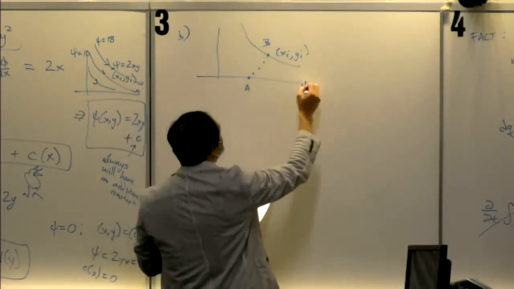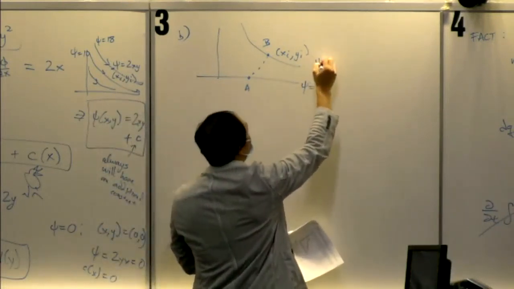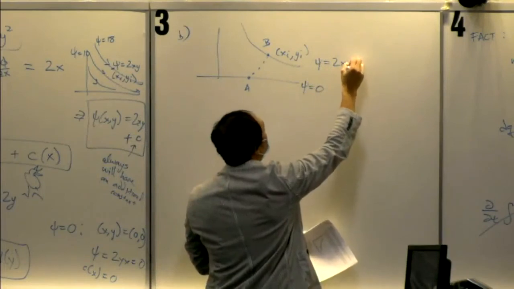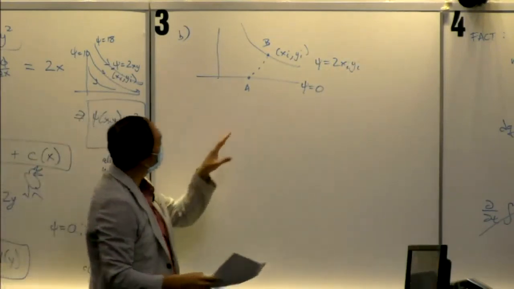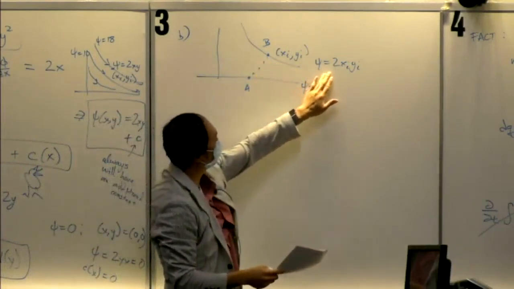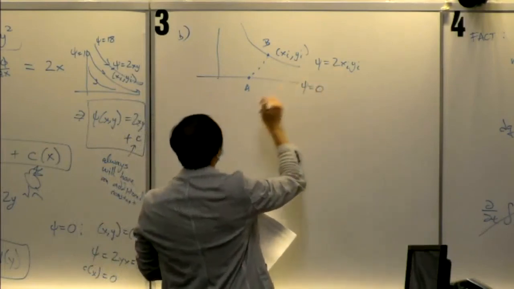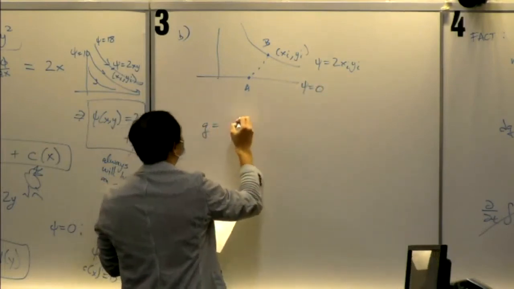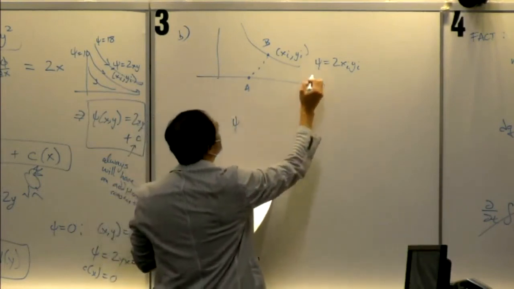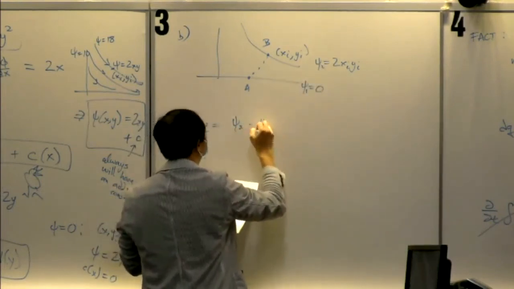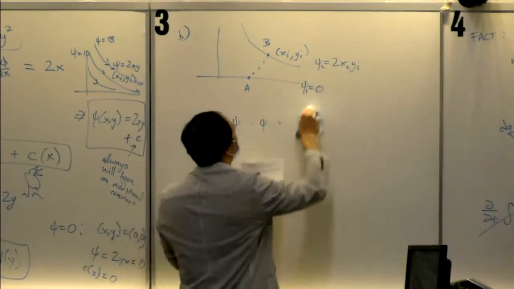And so we talked about this earlier. The bottom line is called psi equals zero. This top line is psi equals 2 xi comma yi times yi. Once you have a point, you can always figure out the stream function that goes to that point by substituting that point in. That's what we've done here. And so q is going to be equal to, we'll call this psi 1 and psi 2, psi 2 minus psi 1. Oh, no, they call it psi b and psi a. Let's use their notation.